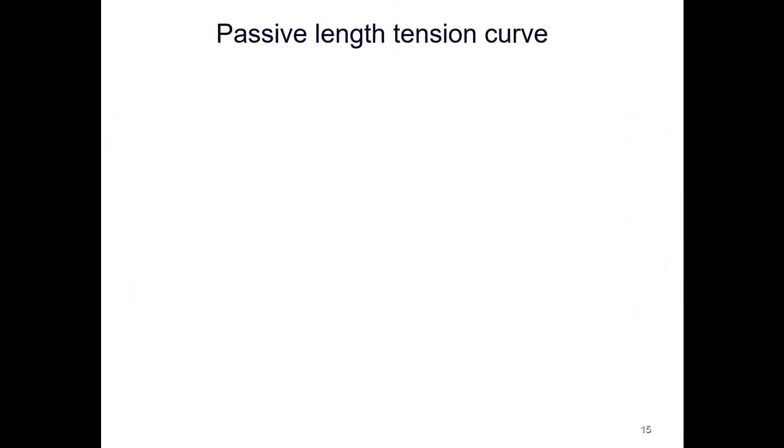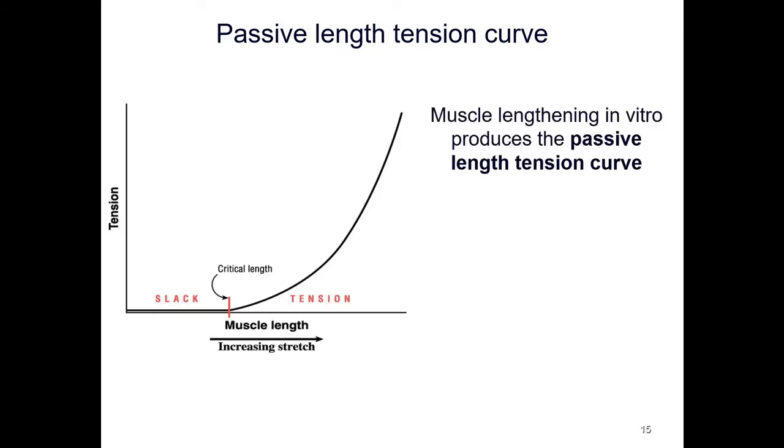As we just mentioned, the forces generated by a muscle depend upon the passive elastic contractile properties of muscle tissues. The passive forces that are generated when a muscle is stretched are revealed with in vitro testing of muscle lengthening. In vitro testing is when muscles are removed from the body and tested outside the body.